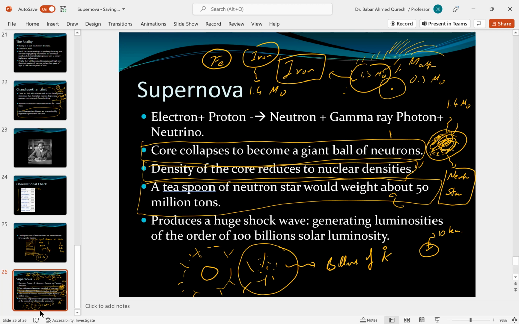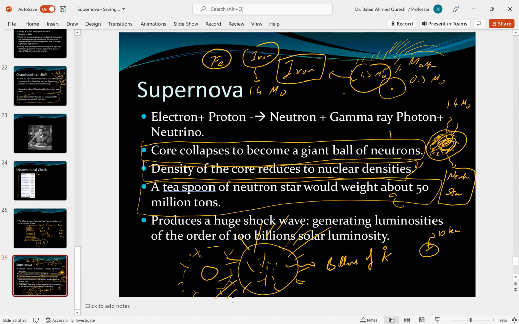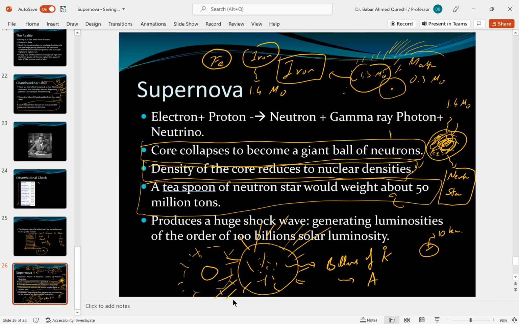Generating luminosities of the order of 100 billion solar luminosities. They burn with such high temperature that their luminosity becomes equal to 100 billion solar luminosities. And then they also just fly out because of this shock. But this thing keeps glowing for a few days to a few months. And when this happens, we say a supernova is born.